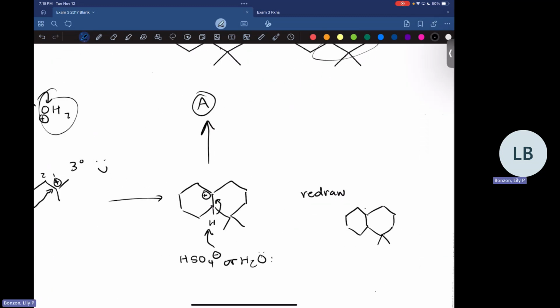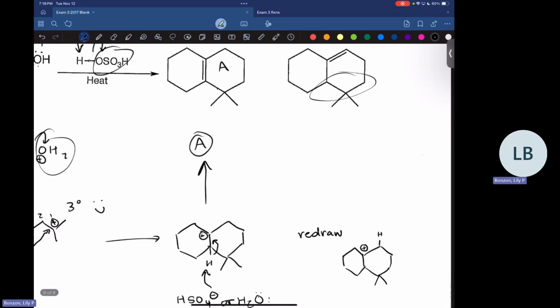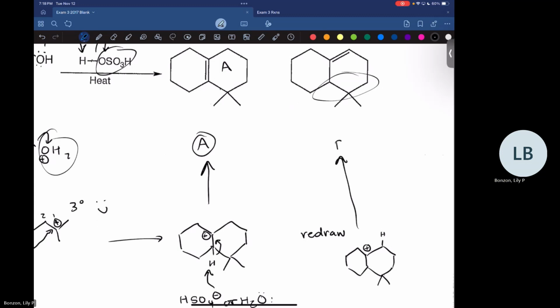And then on the other side, it's going to be the same thing, just another elimination reaction. And this time we're just going to pull from a different hydrogen. So again, you could use HSO4 minus, or you could use the H2O. That's going to take the hydrogen, and that's going to lend its bond to form the double bond.